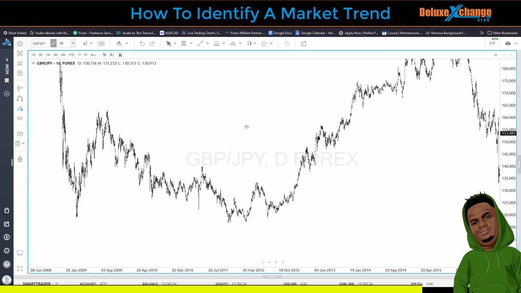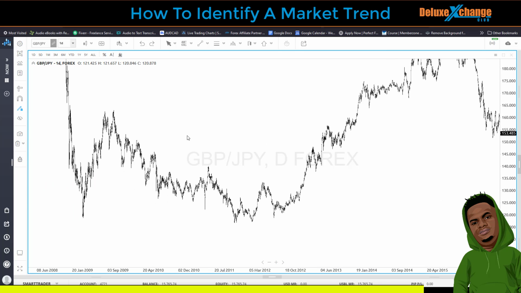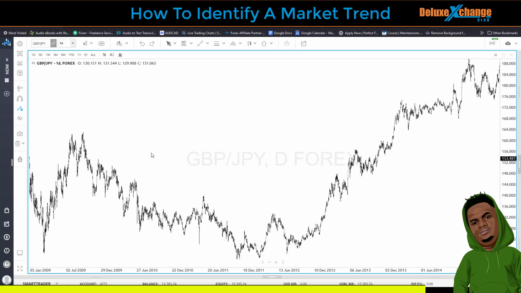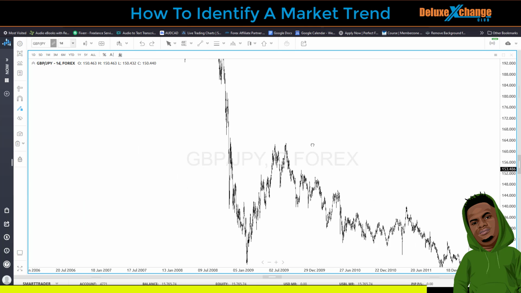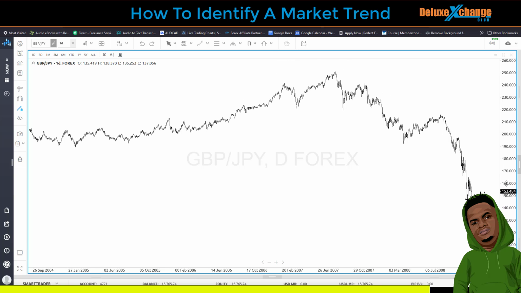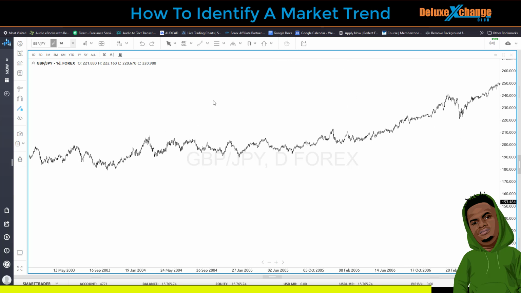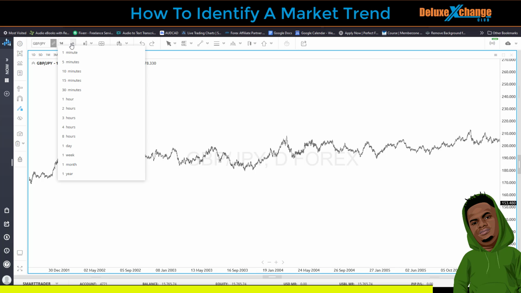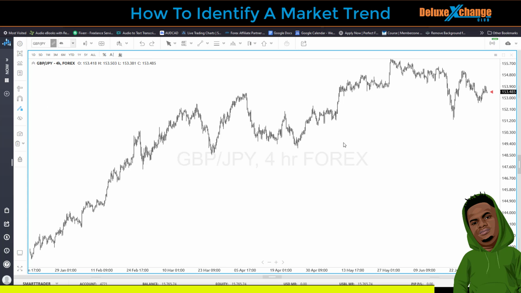All right, so let me see if I could find an area of consolidation on the market. And I want to find a proper one. I don't just want to show you any one. Well, you know what? Let me go down to the 4-hour time frame.